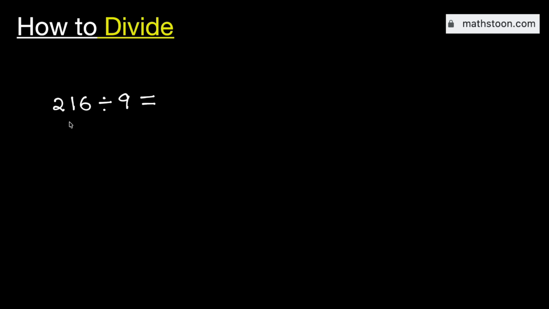Let's learn how to divide the number 216 by 9 using the long division method. As 2 is less than 9, we will consider the number 21. We know that 9 times 2 is equal to 18. Subtract, we get 3. Now this 3 is less than 9. That is why we will bring down this number 6 here.